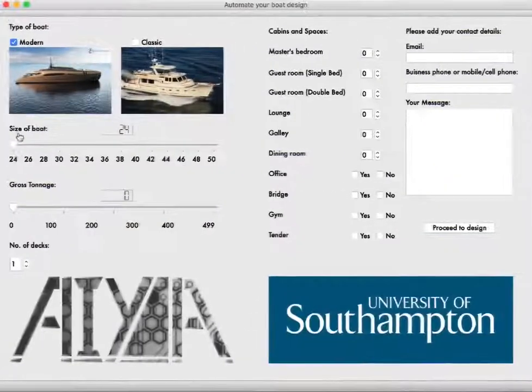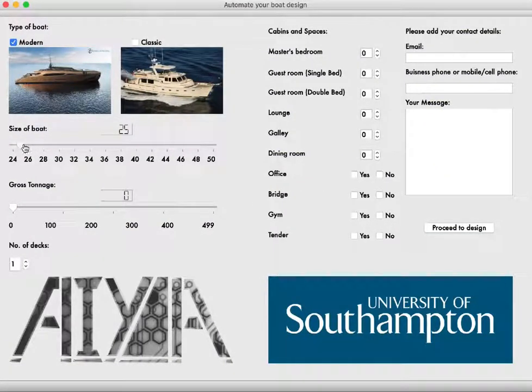The customer can make his choices depending on his preferences, including the type of boat, length, and the number of cabins. The customer is also asked to add contact details and type a message in case more specific comments need to be made.